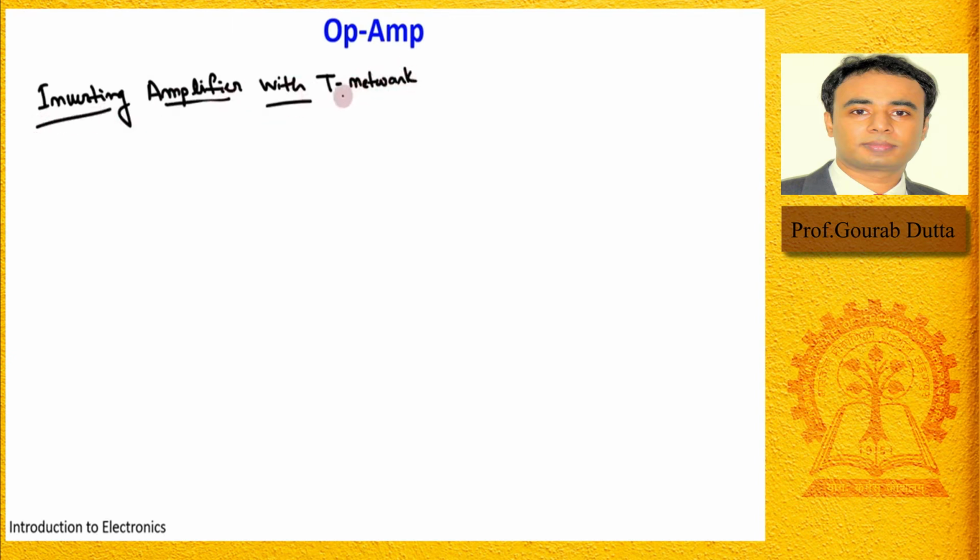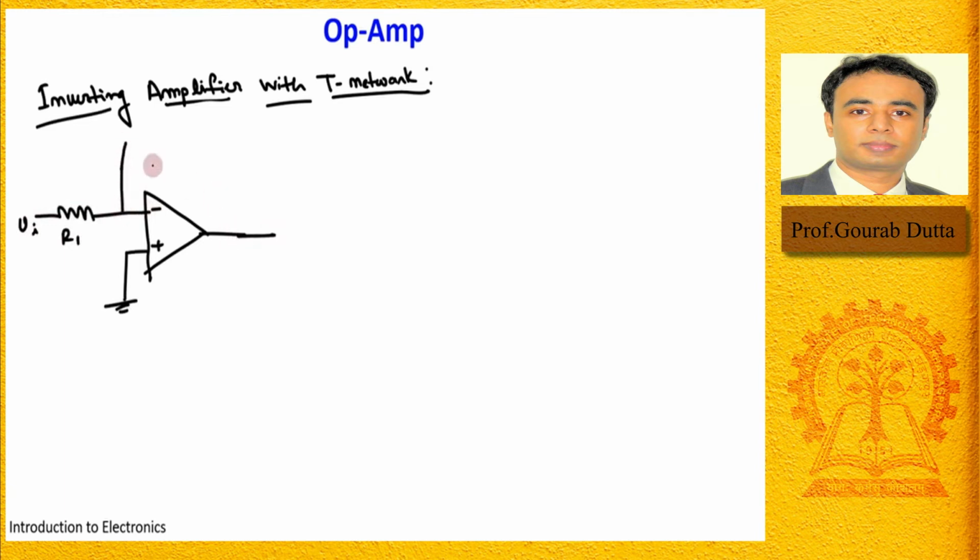So it is an inverting amplifier with a T network. So what are we doing here? This is grounded as earlier, right? And we have a resistor here, R1. We have applied the input here. This is where we will do the modification. Here we use a T network.